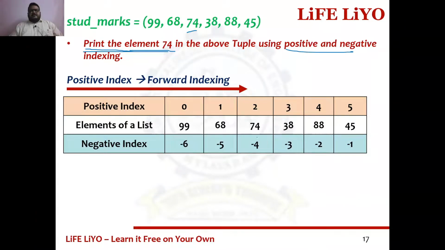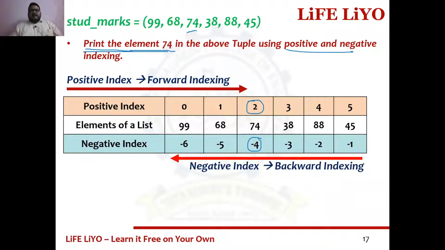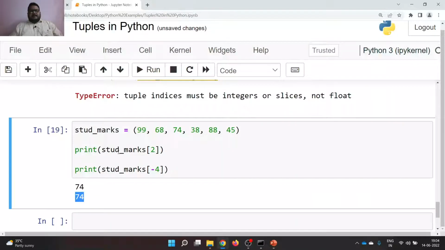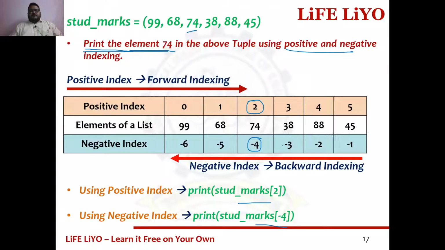For positive index, we are going to use the tuple name of 2. And for negative index we are going to use the tuple name of -4. The same thing we have written: student marks of 2, student marks of -4. Look here, 2, -4.